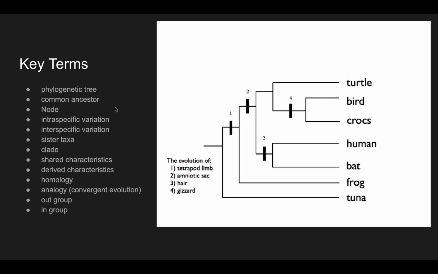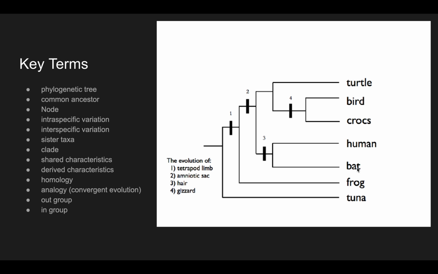Okay. So then we have intraspecific variation and interspecific variation. Intraspecific variation is variation within a species. So this would be like within humans. So humans have variation in their eye color, their hair color, their height, a million other things, right? So there's a lot of variation within species as well. And interspecific variation is talking about the variation between two species. So that would be like the variation between a human and a bat, right?